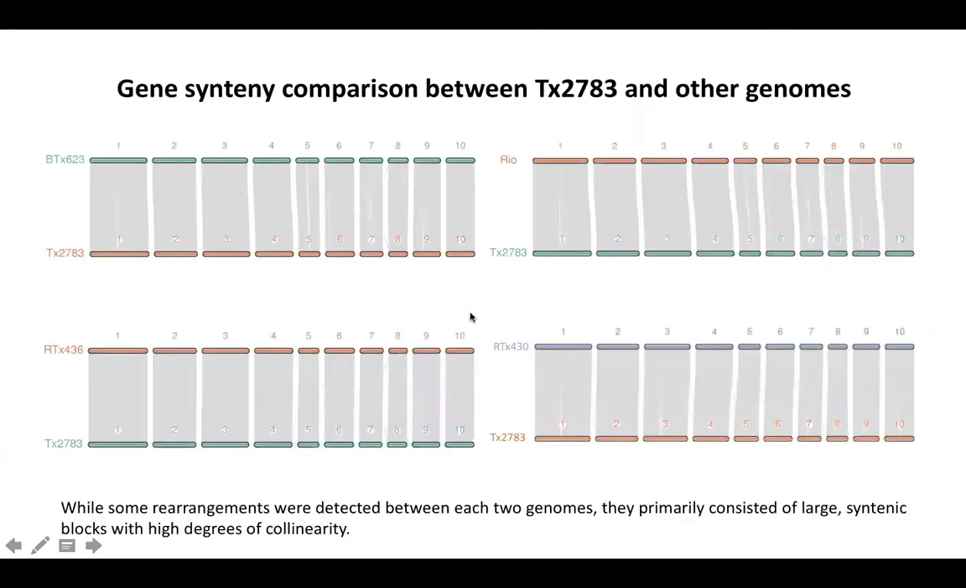In addition, we also looked at the gene synteny between TX2783 and other genomes. What I'm showing you here is the alignment of genes between different genomes. As you can see, overall, they have very good synteny, although we see some rearrangements detected between each pair of genomes. Most of them consist of large synteny blocks with a high degree of collinearity.